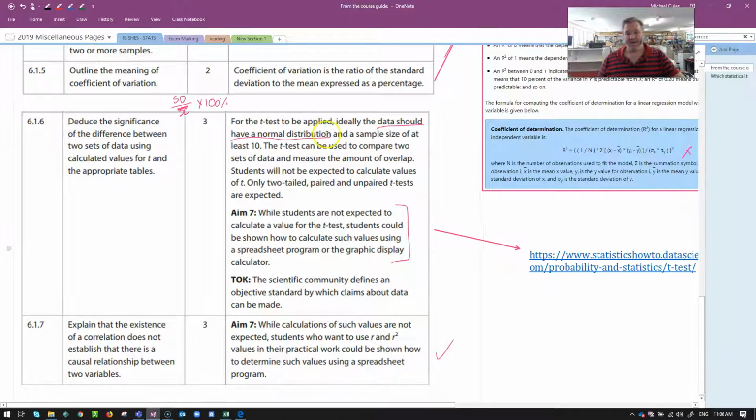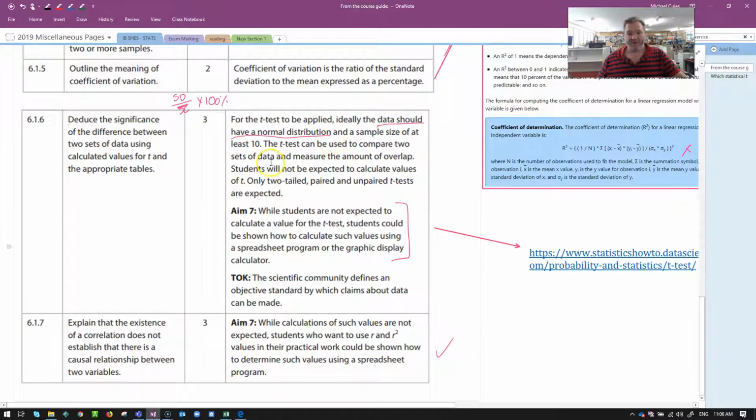So what do we do? We compare the sets of data and measure the amount of overlap between the two sets. So how much do they overlap? How similar are they? And thereby, by measuring how similar they are, we also get an indication of how different they are. Only two-tailed paired and unpaired tests are expected.